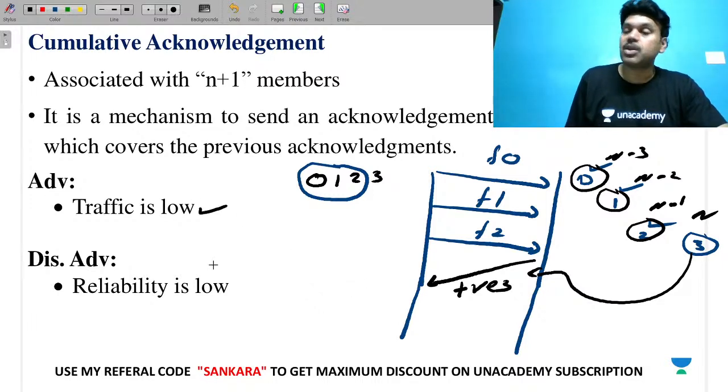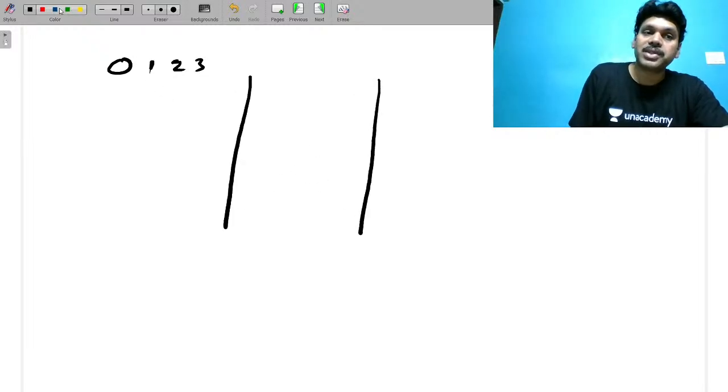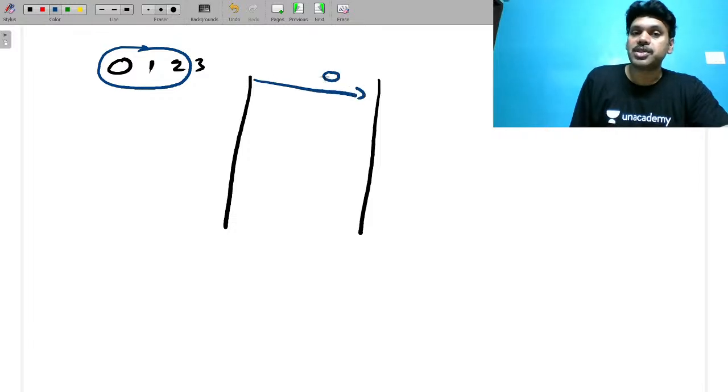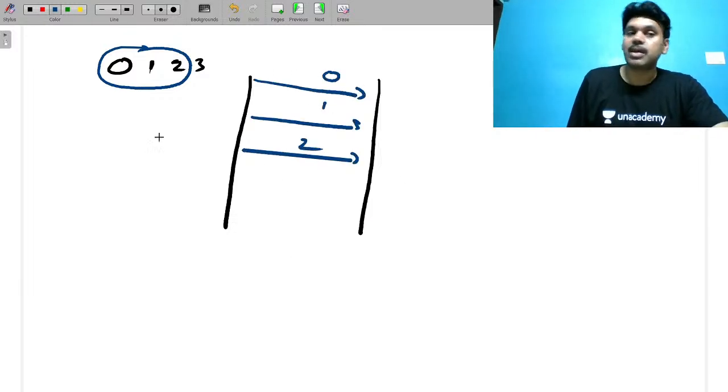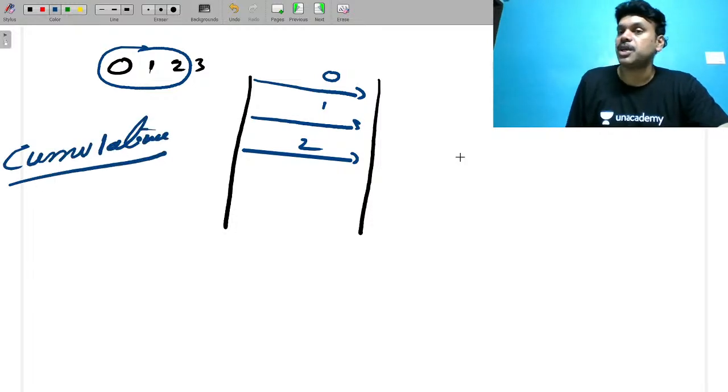So only 1 acknowledgement for earlier frames. So traffic is low, but what is the problem? Reliability is also very low. Why? I will show you. Observe. The sender can send only 0, 1, 2. 0 pushed, 1 pushed, 2 pushed. I am using cumulative. Cumulative means only 1 acknowledgement for a group of frames. That's the meaning of cumulative. N plus 1 you need to give.